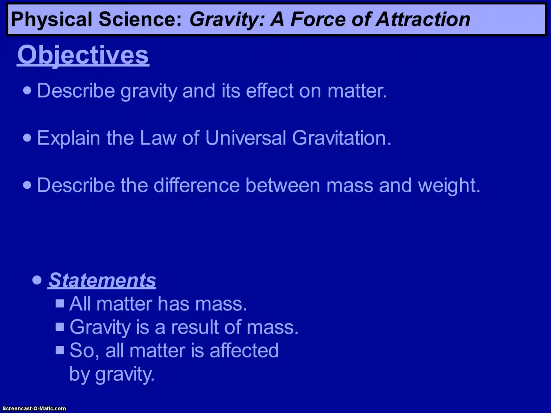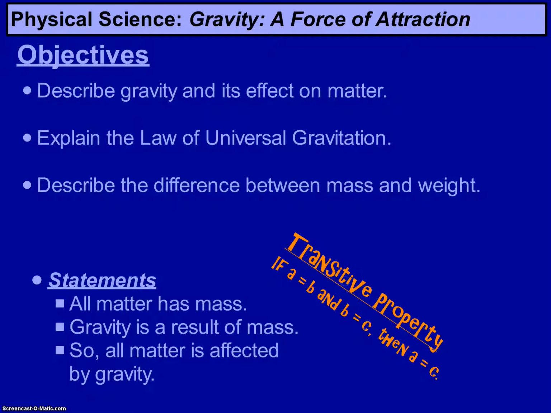Now, those of you who have had an algebraic background will notice that this is just like the transitive property of algebra. If A is equal to B and B is equal to C, then A is equal to C. Basically, it's a logic statement. All matter has mass. Gravity is a result of mass. So all matter is affected by gravity.